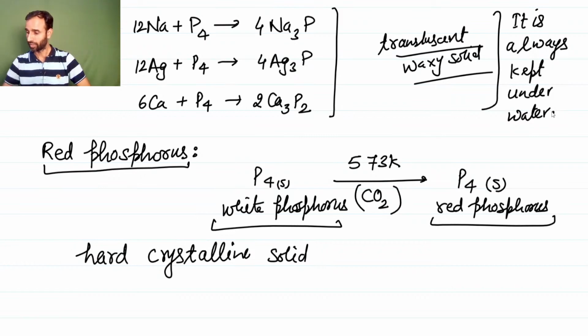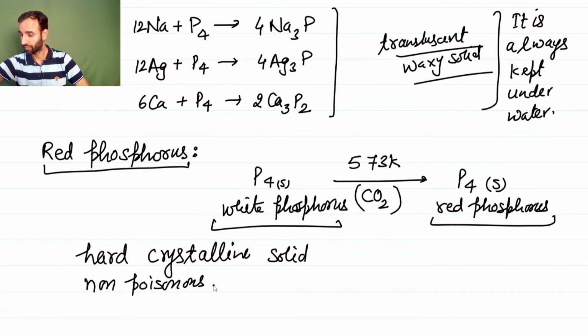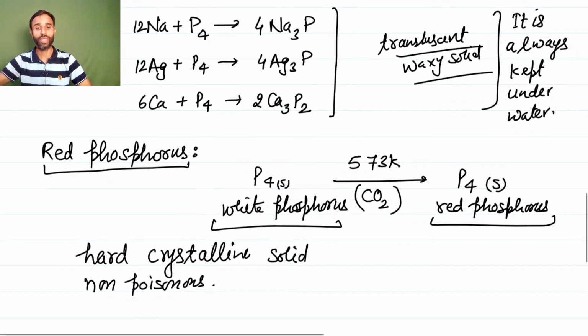Next part. Red phosphorus is non-poisonous, but white phosphorus is poisonous. Then if we talk in terms of solubility, red phosphorus is also insoluble in water and soluble in organic solvents. Same is the case with white phosphorus, that is also insoluble in water and soluble in organic solvents like CS2.